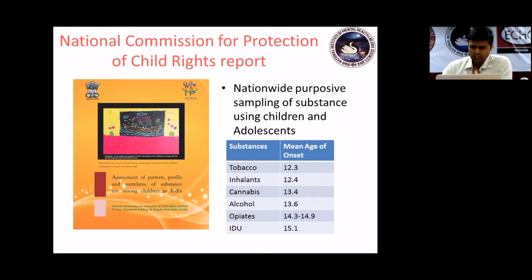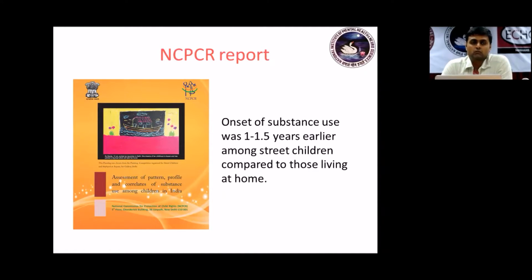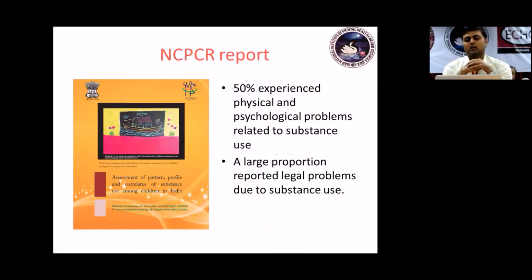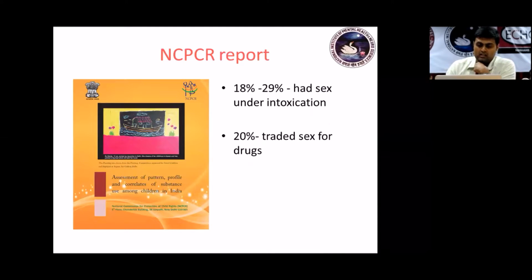The few points from the study which I would like to quote were that the onset of substance use was around 1 to 1.5 years earlier among the street children compared to the children who were living at home. So this says that disadvantaged children have a higher propensity to have substance use. Second thing is almost half of them experienced physical and psychological problems related to substance use. Again, that gives an idea of why we should assess such physical and psychological problems in this group. And a large proportion of them do have legal issues with respect to substance use as such. This is another alarming thing.